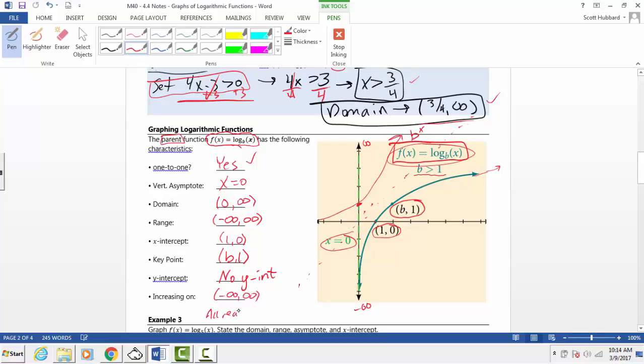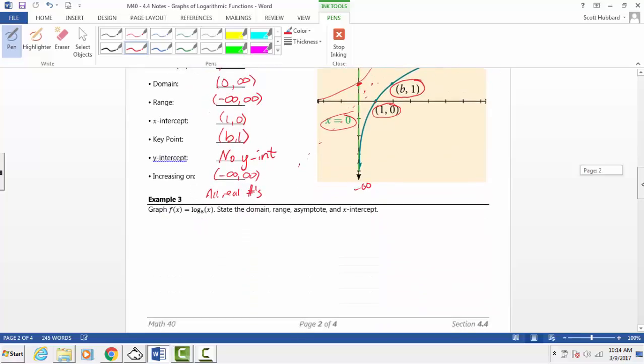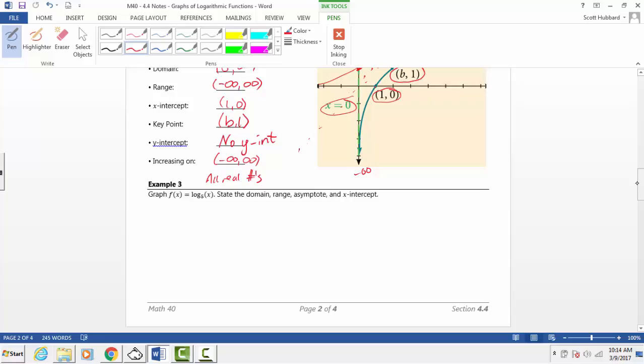Okay, so keep that handy when you're talking about log graphs, because that helps us identify the key parts. So for instance, this is log base 5. So if I graph log base 5, I know it's going to go through 1, 0, so that's your starting point. I also know it's going to go through 5, 1. Here, again, b is equal to 5. So my key point is going to be 5, 1. So this will be 1, 2, 3, 4, 5, 1, like that.